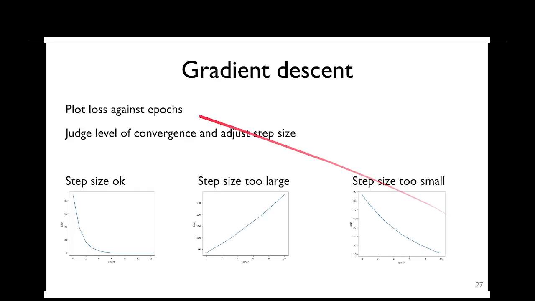So that is something that you really should take on board. This slide you should remember. If you plot the loss against the epochs, then you should judge the degree of convergence of the loss function, and you should adjust the step size accordingly. Here to the left, that is when the step size is okay. That's exactly how it should look. This is an indication that the step size is too large, and here the step size is too small.